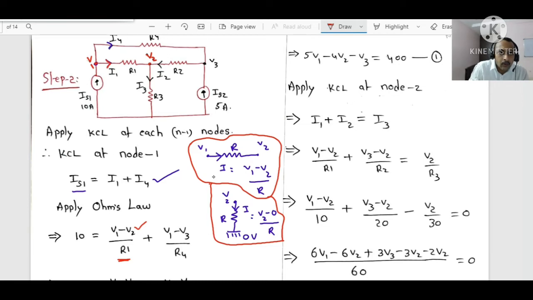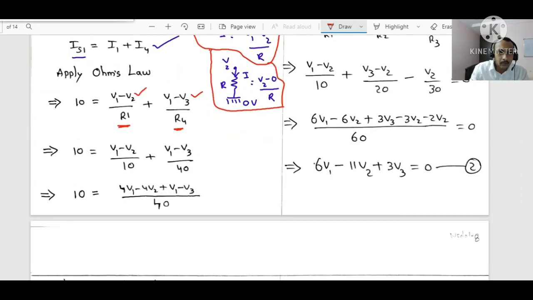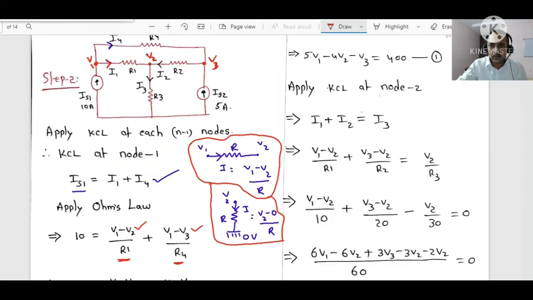At this node, for R4, the voltage is V1. You observe it has come up to here. At the other end the voltage is V3. That is the reason I4 is V1 minus V3 divided by R4. Very simple. You solve it. Take out the LCM. Substitute the values of R1 and R4. R1 is 10, R4 is 40. So 10 equals 4V1 minus 4V2 plus V1 minus V3 by 40.